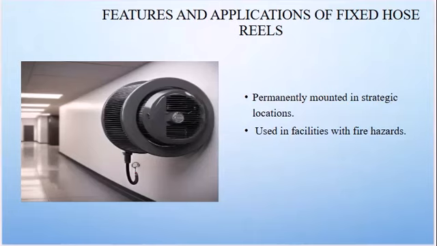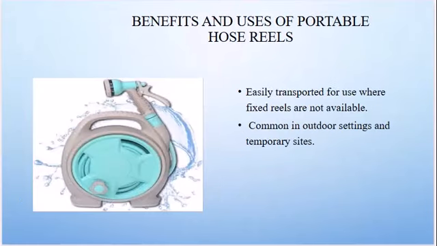Fixed hose reels are permanently mounted in strategic locations for quick access. They are commonly used in facilities with fire hazards. Understanding their specifications enhances overall system reliability. Regular checks ensure that fixed reels are operational and accessible. Training personnel on fixed hose reel features supports effective fire safety. Benefits and uses of portable hose reels.